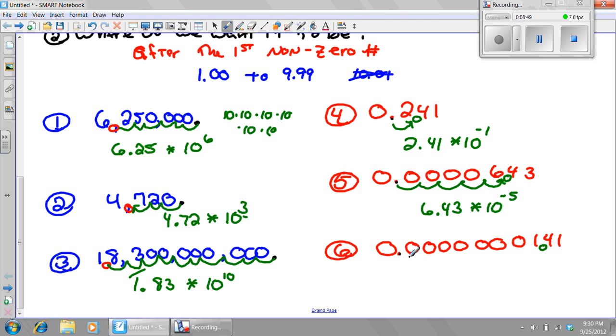Okay, so finally number 6. 1, 2, 3, 4, 5, 6, 7, 8. My new decimal is 1.41, and I'm going to multiply it by 10. And I'll also count 1, 2, 3, 4, 5, 6, 7, 8, to the negative 8th power. It's that simple. That's how you convert to scientific notation.